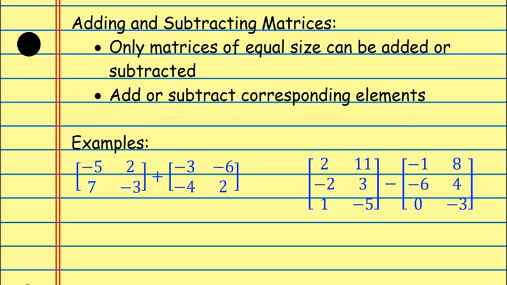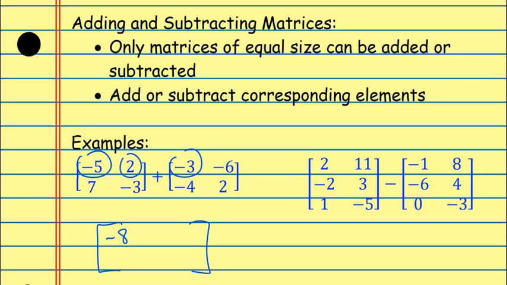For example, when I look at something like this guy, I'm allowed to add these matrices because they're the same size. It's a 2 by 2 matrix plus another 2 by 2 matrix. And when I add those together, it should give me then a 2 by 2 matrix. So I'll end up with another 2 by 2 matrix. And I just add things that are in the same spot. So when I look at this one, this guy and this guy are in the same spot. So I add them together and that gives me a -8.